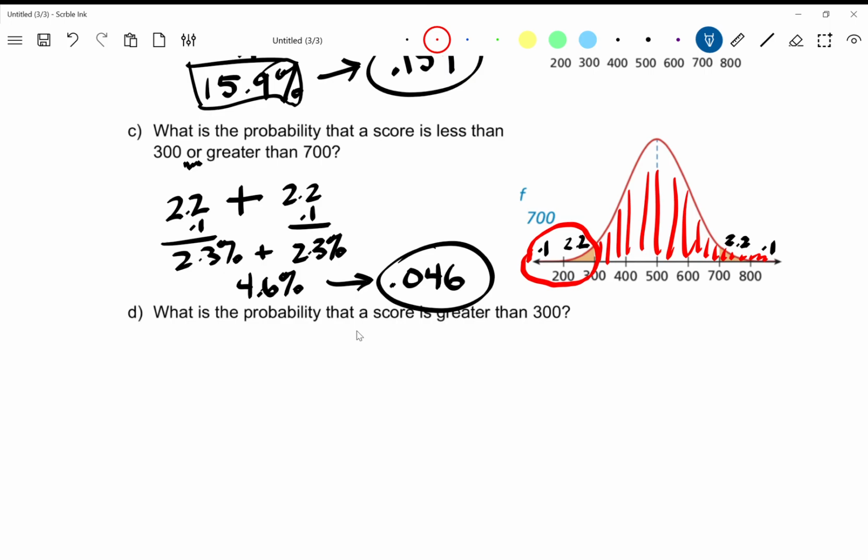If I'm asked to find this answer, but on the last question I found that answer, I can use that to find this. So what I'm going to do is take 100% of the data, or 1 in probability, and subtract the answer that I found previously, which was 2.3%. So I'm not writing them as percents, I'm writing them as decimals. So 1 minus 0.023, and I would get an answer of 0.977. So that'd be 97.7%, or as a decimal, 0.977. Excellent. That's it for distributions.